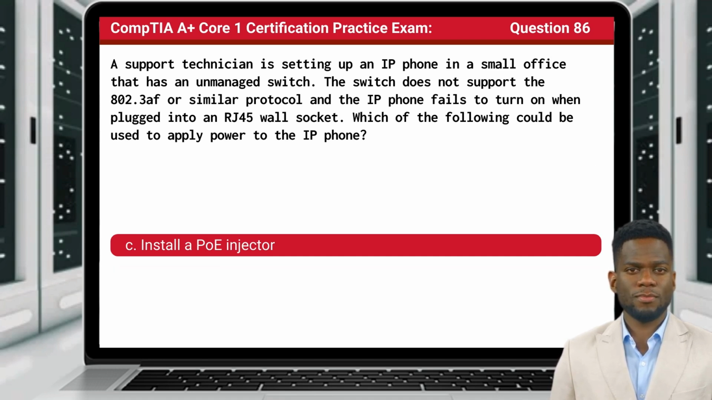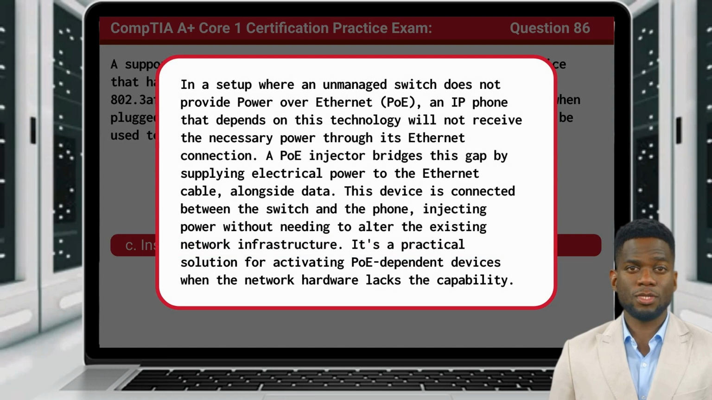The answer is C. Install a PoE injector. In a setup where an unmanaged switch does not provide power over Ethernet, PoE, an IP phone that depends on this technology will not receive the necessary power through its Ethernet connection. A PoE injector bridges this gap by supplying electrical power to the Ethernet cable alongside data. This device is connected between the switch and the phone, injecting power without needing to alter the existing network infrastructure. It's a practical solution for activating PoE-dependent devices when the network hardware lacks the capability.